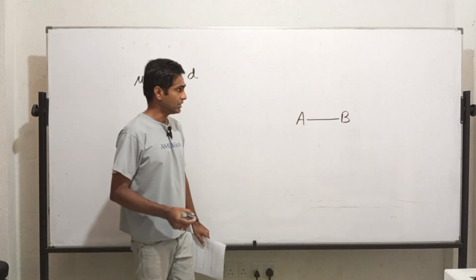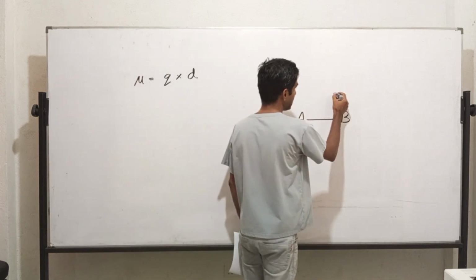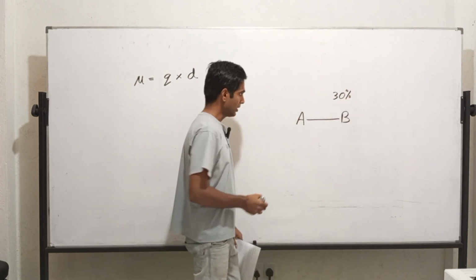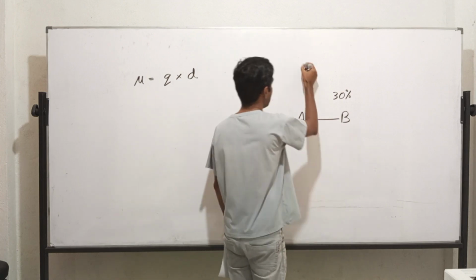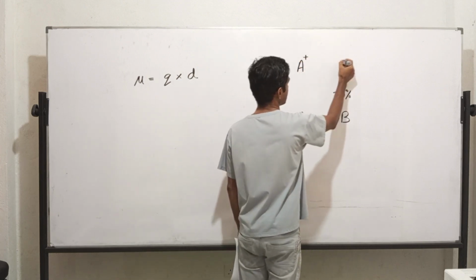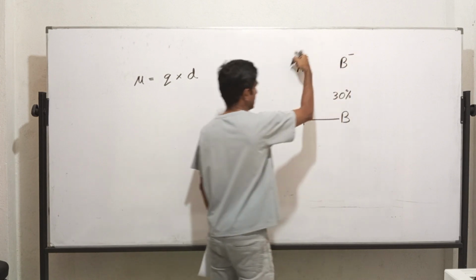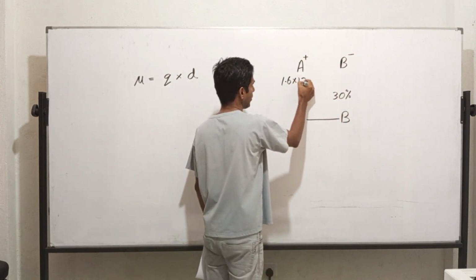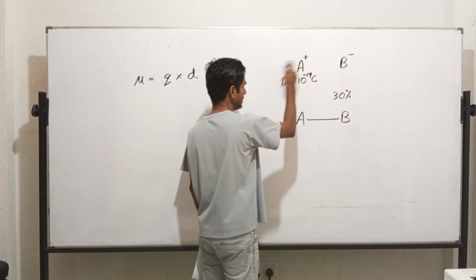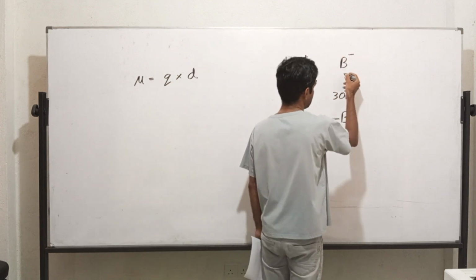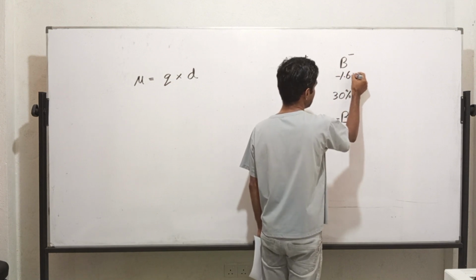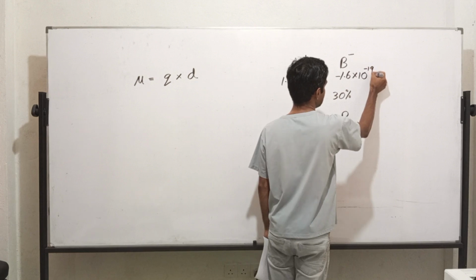The ionic nature of this bond is 30%. What is the meaning of that? If this bond is completely ionic, the charge on the positive ion is 1.6 times 10 to the power minus 19 coulombs, that is the positive value, and the charge on the negative ion is minus 1.6 times 10 to the power minus 19 coulombs.